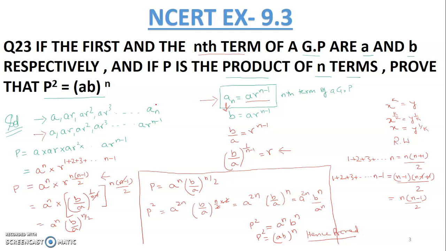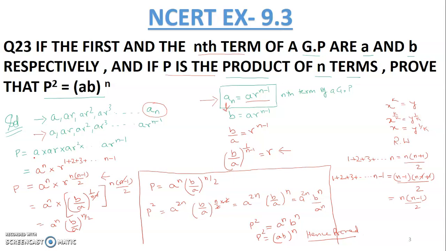Okay, nth term of a GP. Here a_n is the nth term, and we know that the nth term is ar^(n-1). So I'm writing ar^(n-1). Now it is saying that P is the product, so P is equal to the product of this GP: a into ar, ar^2, ar^3, continue till ar^(n-1).